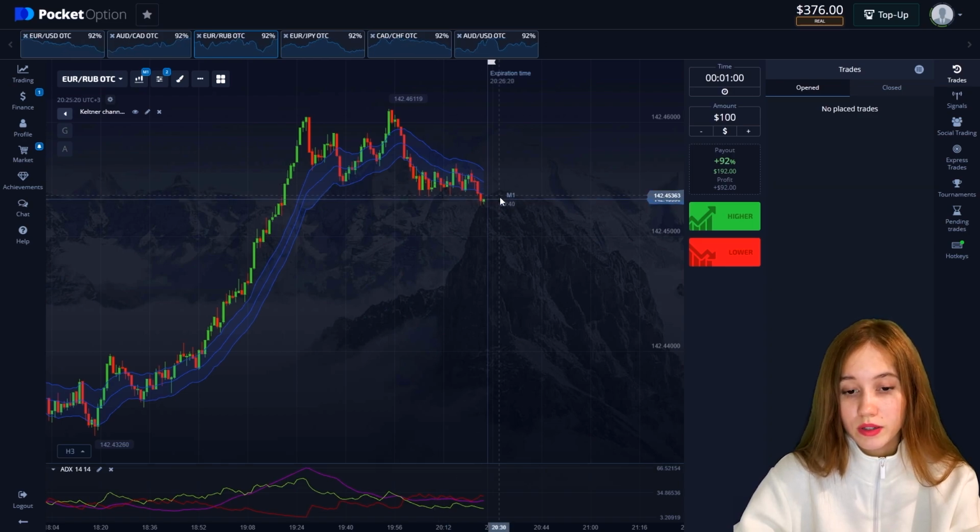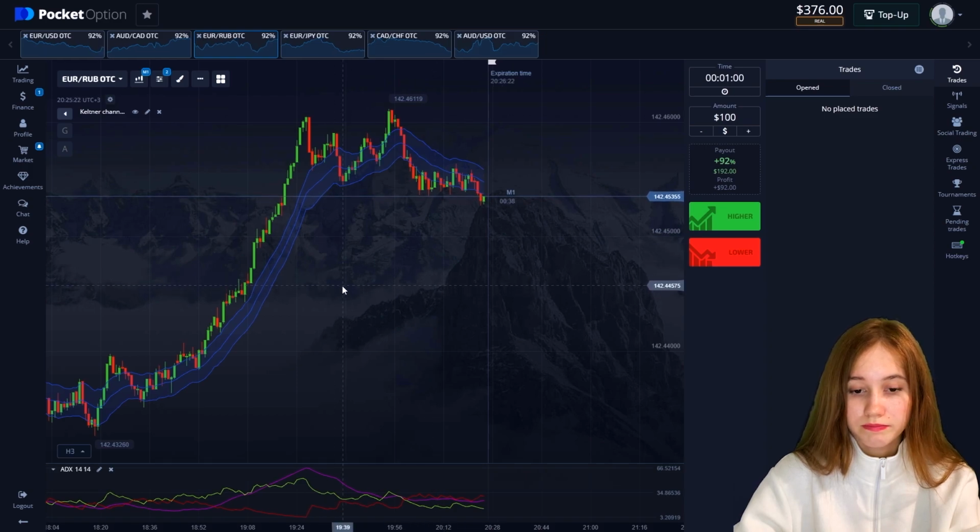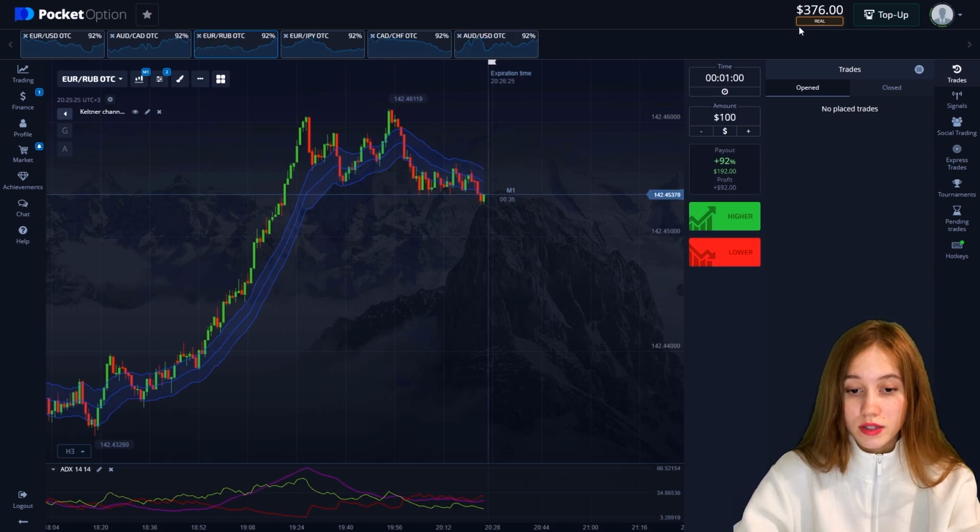Although there's a possibility that it will return to this consolidation again. $376.